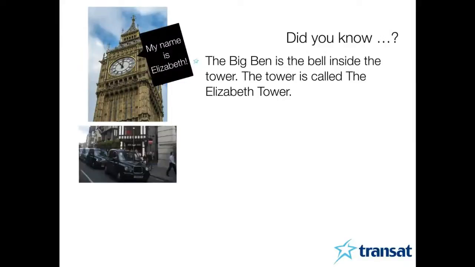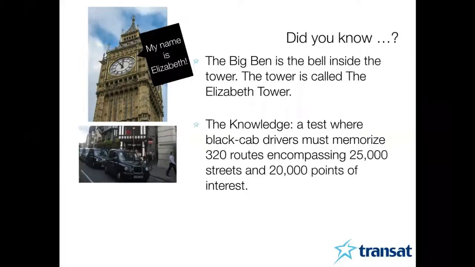You'll see a lot of these driving around in London, the black cabs, but did you know that the London black cab drivers need to pass a test called the Knowledge, where they have to master 320 basic routes, including 25,000 streets and 20,000 landmarks and points of interest within a 6-mile radius of Charing Cross. It takes about 2 to 4 years on average to fully master this.